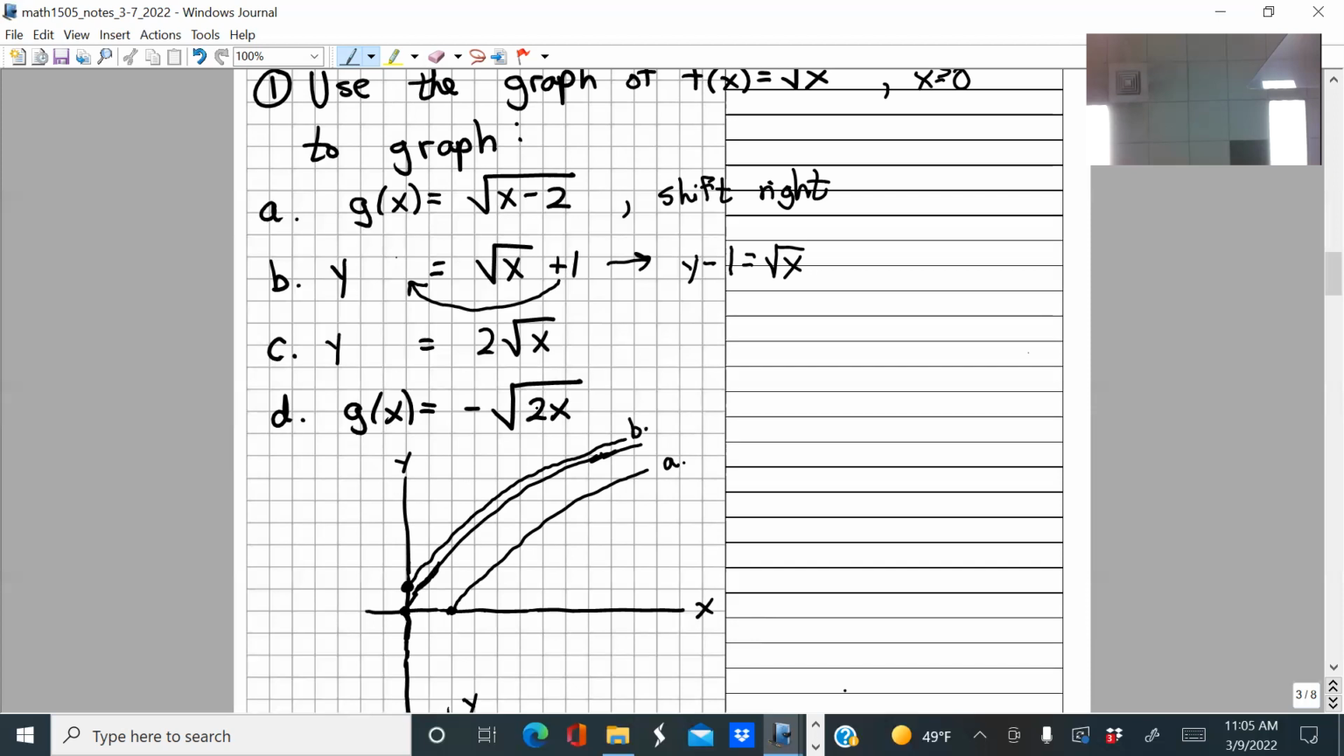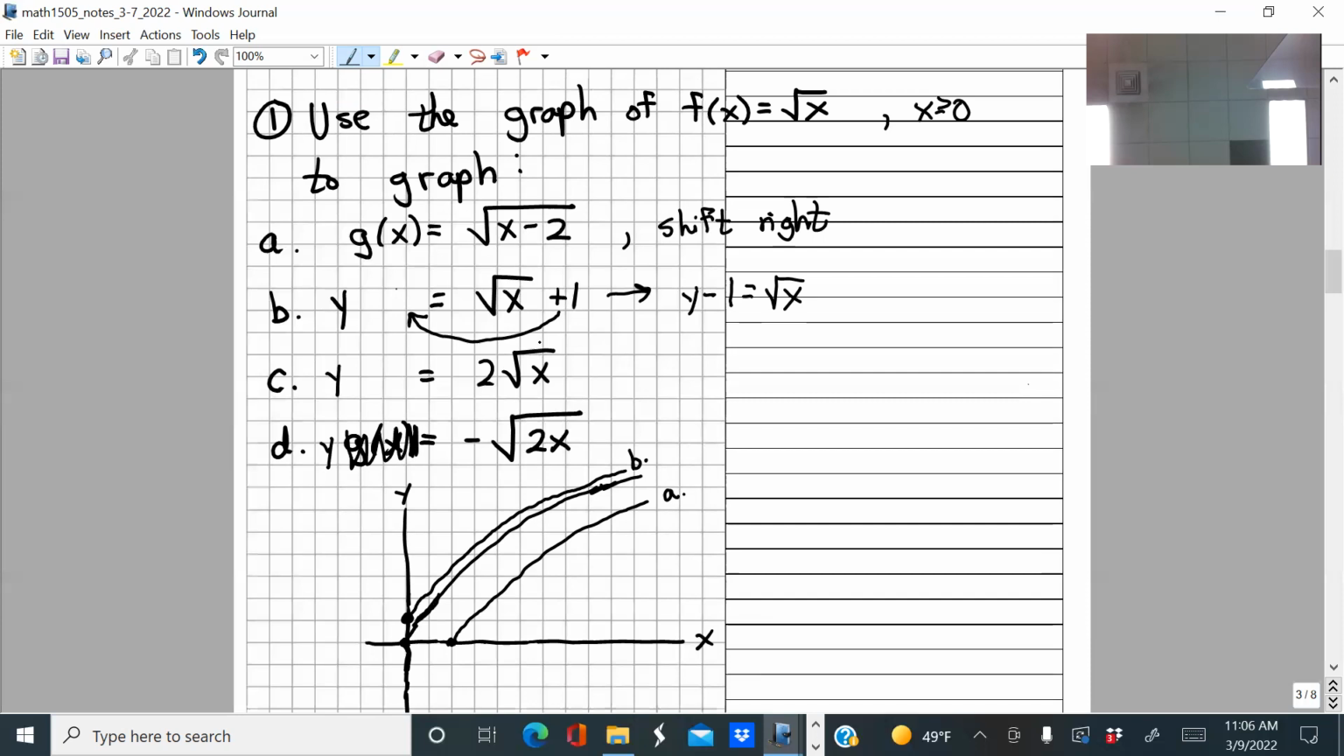Let me change this to y instead of g of x. It's easier to work with y. You can see two things going on there. I have a constant that's been put in here, but it is not added or subtracted. It is multiplied. So what does multiplication of a constant do?